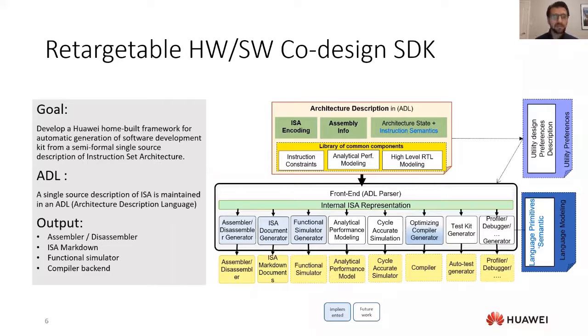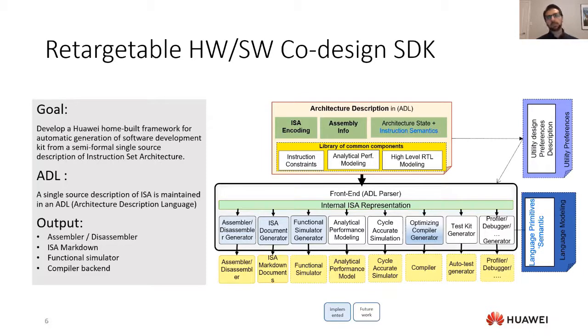So to mitigate these issues that we observed over the design cycles of previous chips, we decided to design a retargetable hardware-software co-design SDK. And the goal of this project was to develop a Huawei home-built framework which can auto-generate a software development kit from a semi-formal single-source description of ISA.